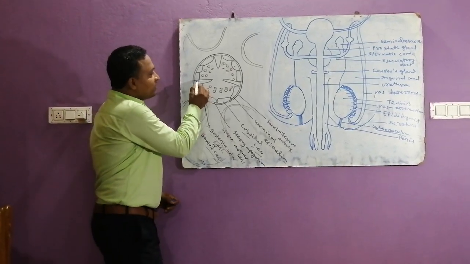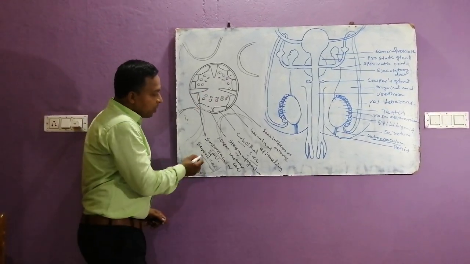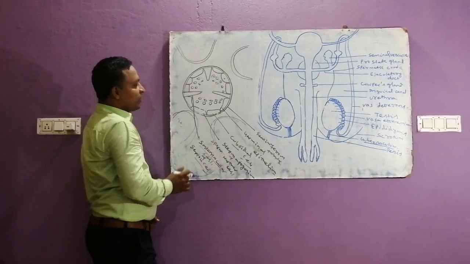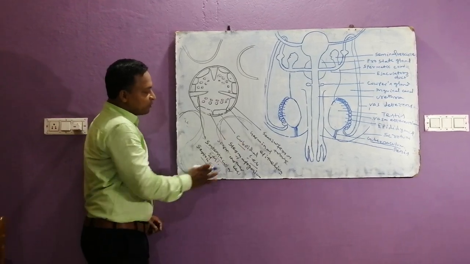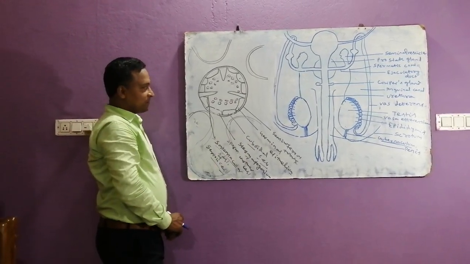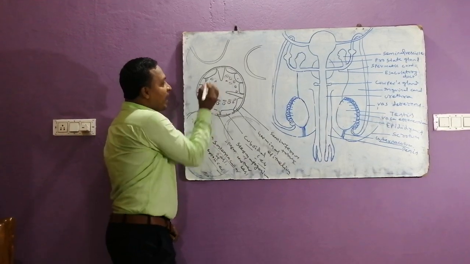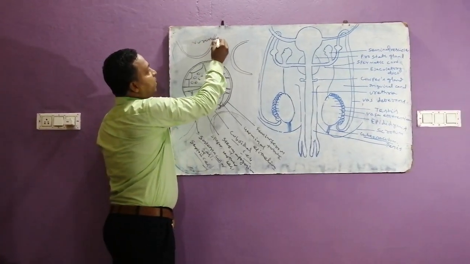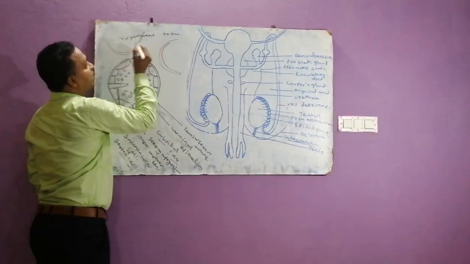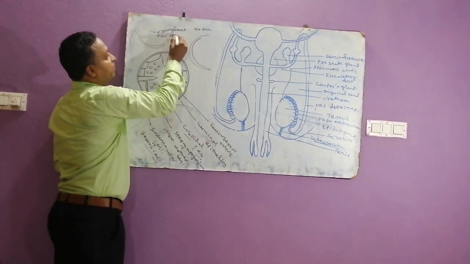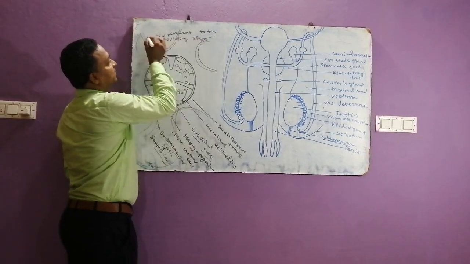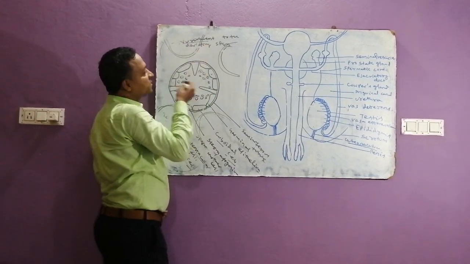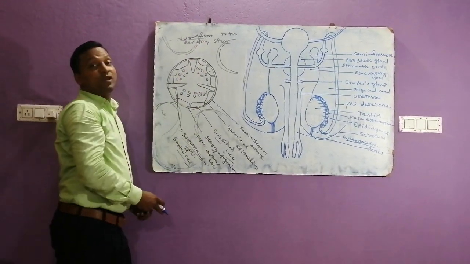If you talk about the sustentacular cell or Sertoli cell, this is a large cell which is found in between the cuboidal cells, or which gonium? Spermatogonium. Yes. It provides nourishment to the developing sperm. It provides nourishment, that is, it provides food to the developing sperm.